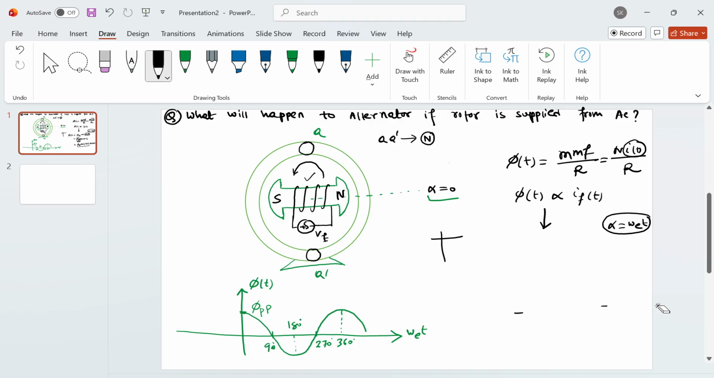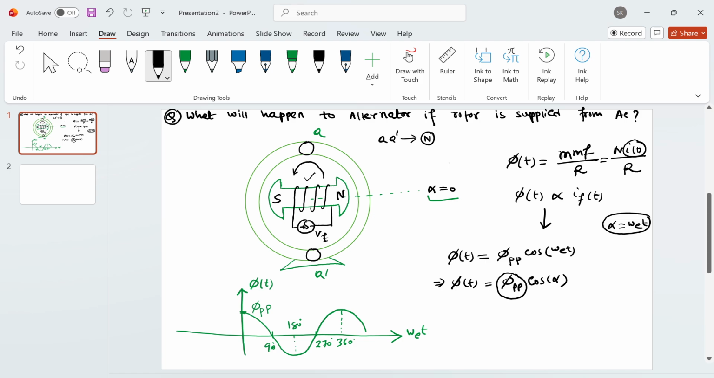See, when you have a DC supply, you are able to write phi of t simply as flux per pole cos omega e t, and omega e t is nothing but alpha t, so phi of t is flux per pole cos alpha. Okay, now the flux per pole is not constant in this alternating supply.